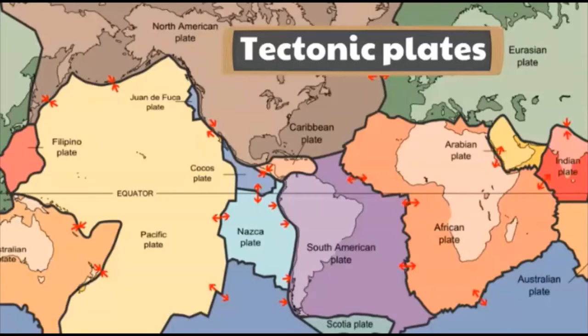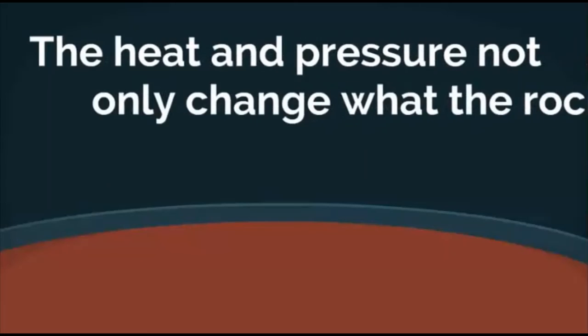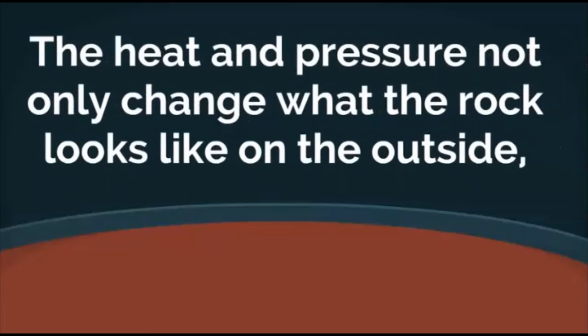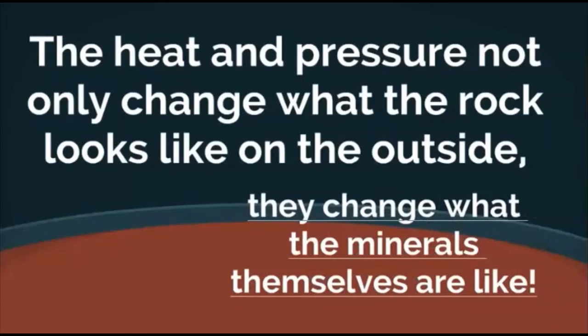These huge plates move and push against each other. And there is a lot of heat and pressure there. That's why there are so many metamorphic rocks that form in and around the Earth's crust. Mystery solved! And this is cool. The heat and pressure not only change what the rock looks like on the outside, they change what the minerals themselves are like, so the rock actually changes form.